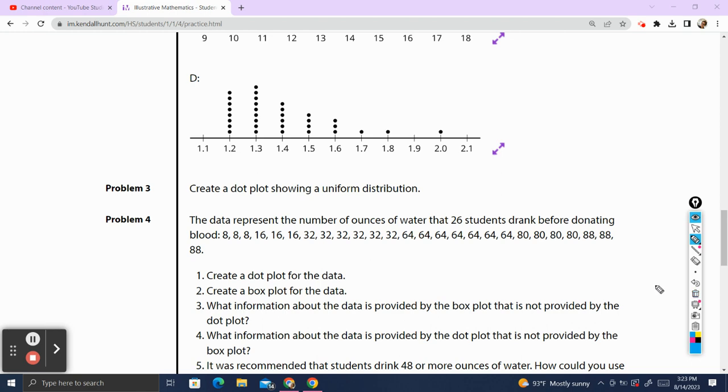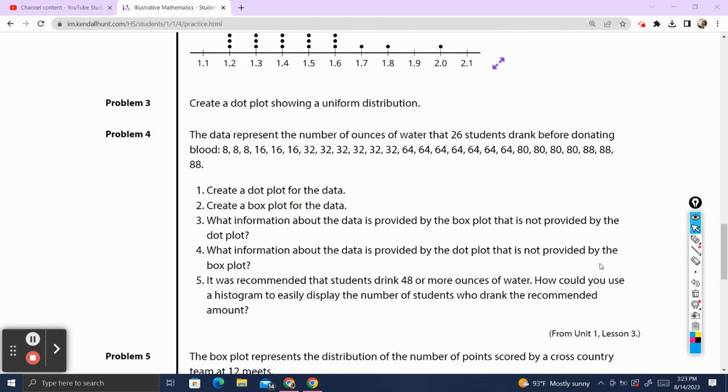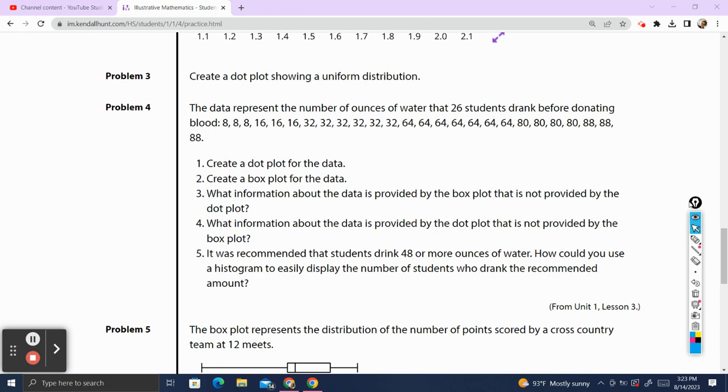Question number 4. The data represents the number of ounces of water that 26 students drank before donating blood. I look at my data. It goes between 8 and 88. Okay. Create a dot plot for the data.